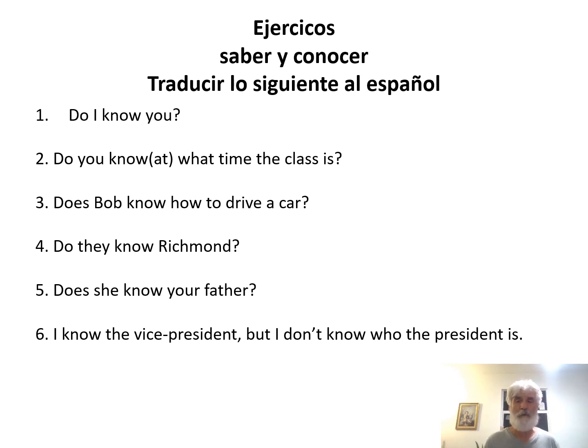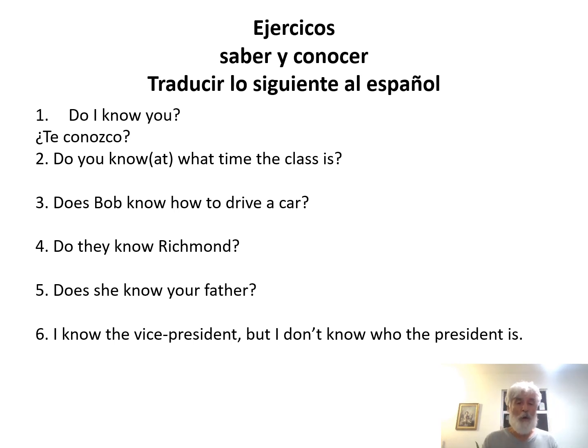Do I know you? Say you run into somebody at a party. Do I know you? Let's take a look. Is it a factual thing or is it a familiarity thing? This would be a familiarity thing. Have I met you? Do I know you? Am I familiar with you? Te conozco. This is a little advanced for us right now because we haven't learned these pronouns. Let's move on to the next one.